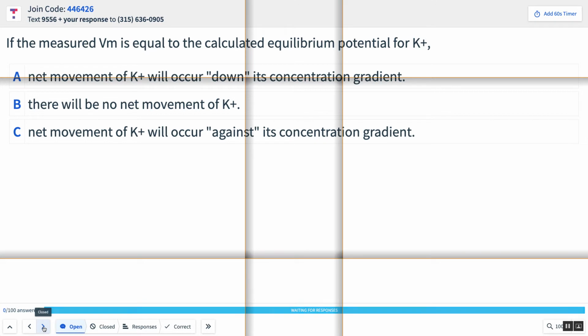If the cell is at rest, then the measured membrane voltage is the resting membrane potential. If that measured value is equal to the calculated equilibrium potential for potassium, which statement is correct? A, net movement of potassium will occur down its concentration gradient. B, there will be no net movement of potassium. C, net movement of potassium will occur against its concentration gradient.